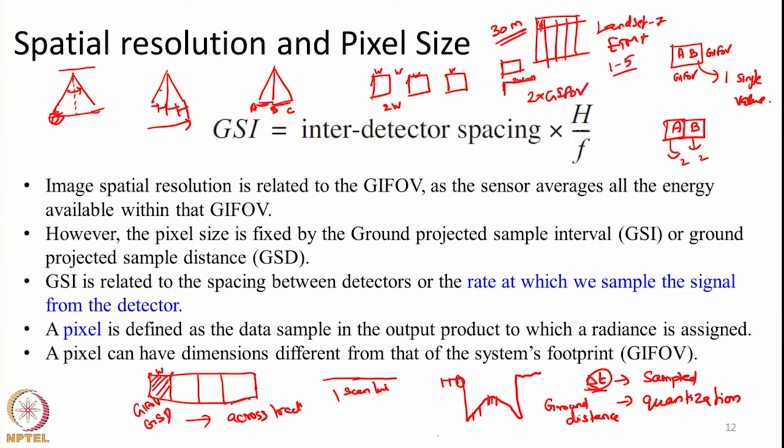Because there is one detector element, then there is a gap, whatever data is coming in there will not be detected. So, the same energy collected by this particular pixel has to be saved for these two detector elements, or corresponding GIFOV terms. If you talk about detector size, or in terms of ground distance, each detector element will have a GIFOV size. So, the pixel size will be 2 times the GIFOV. We call this inter-detector spacing. What is the distance between two detector elements?